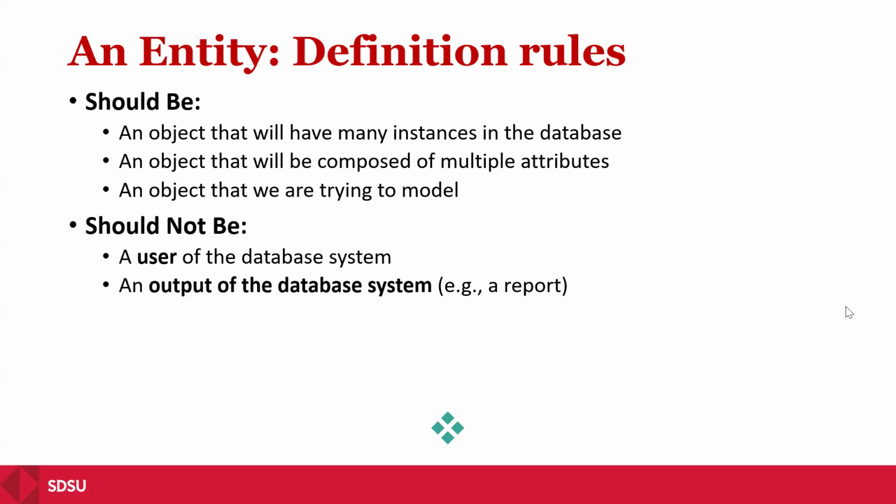What an entity shouldn't be is a user of the database or an output of the database, something that we're trying to retrieve from the database. What do you guys think about it? Why shouldn't user and report be entities? I'm going to give you a little hint. User is part of the external data model. So put a pause here, think about it a little bit, and see if you can answer it.